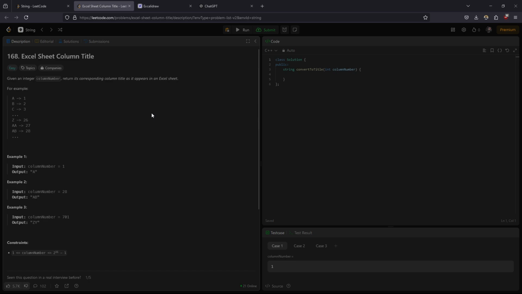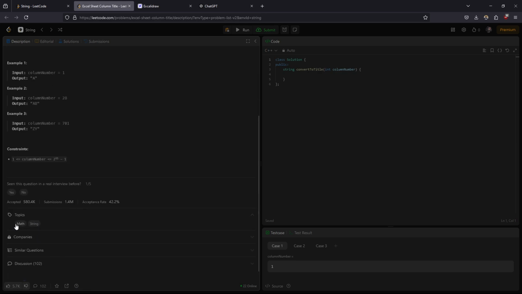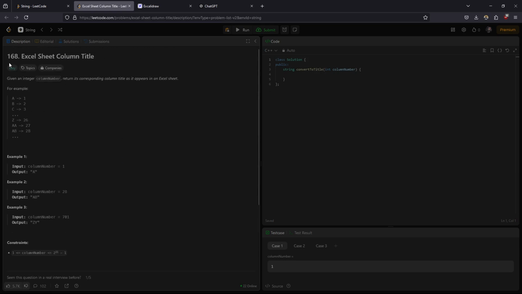And today's question number is 168, and the title of the question is Excel sheet column title. The topic related to the question is math and string. The description goes as: given an integer column number, return its corresponding column title as it appears in an Excel sheet. For example, if 1 is given to us, then we need to return A.